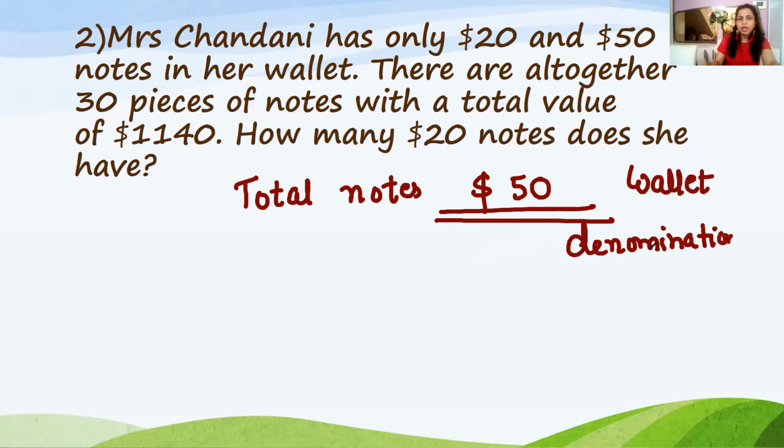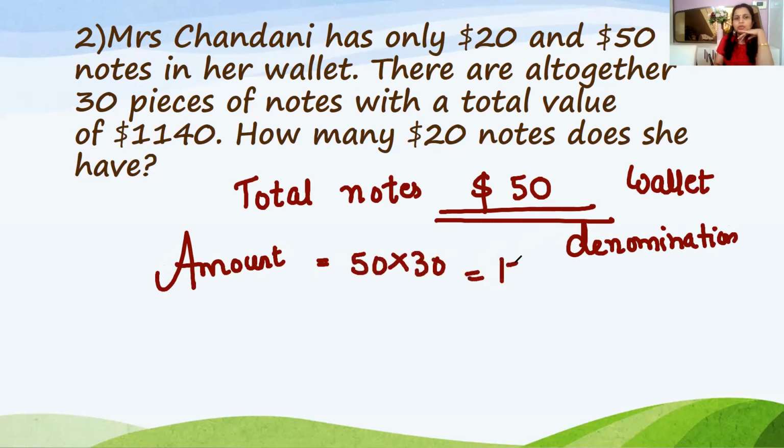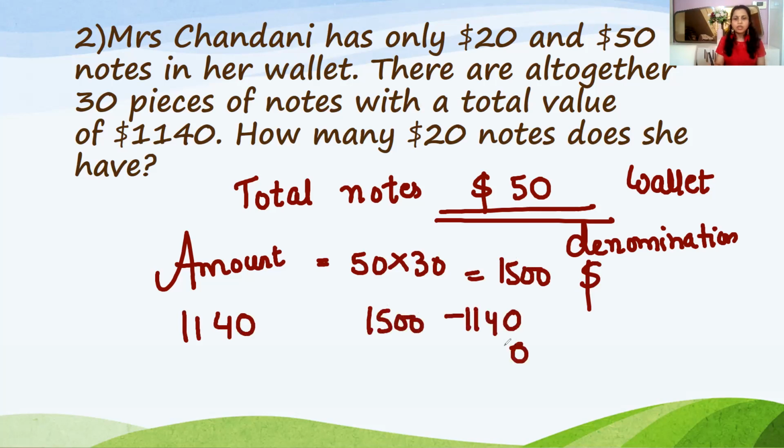So how much will be the amount? That will be 50 into 30, which gives you 1,500. Now let's see how much is the amount given: 1140. So we take out the difference, 1500 minus 1140. How much does it give you? 360. That means 360 is the difference.